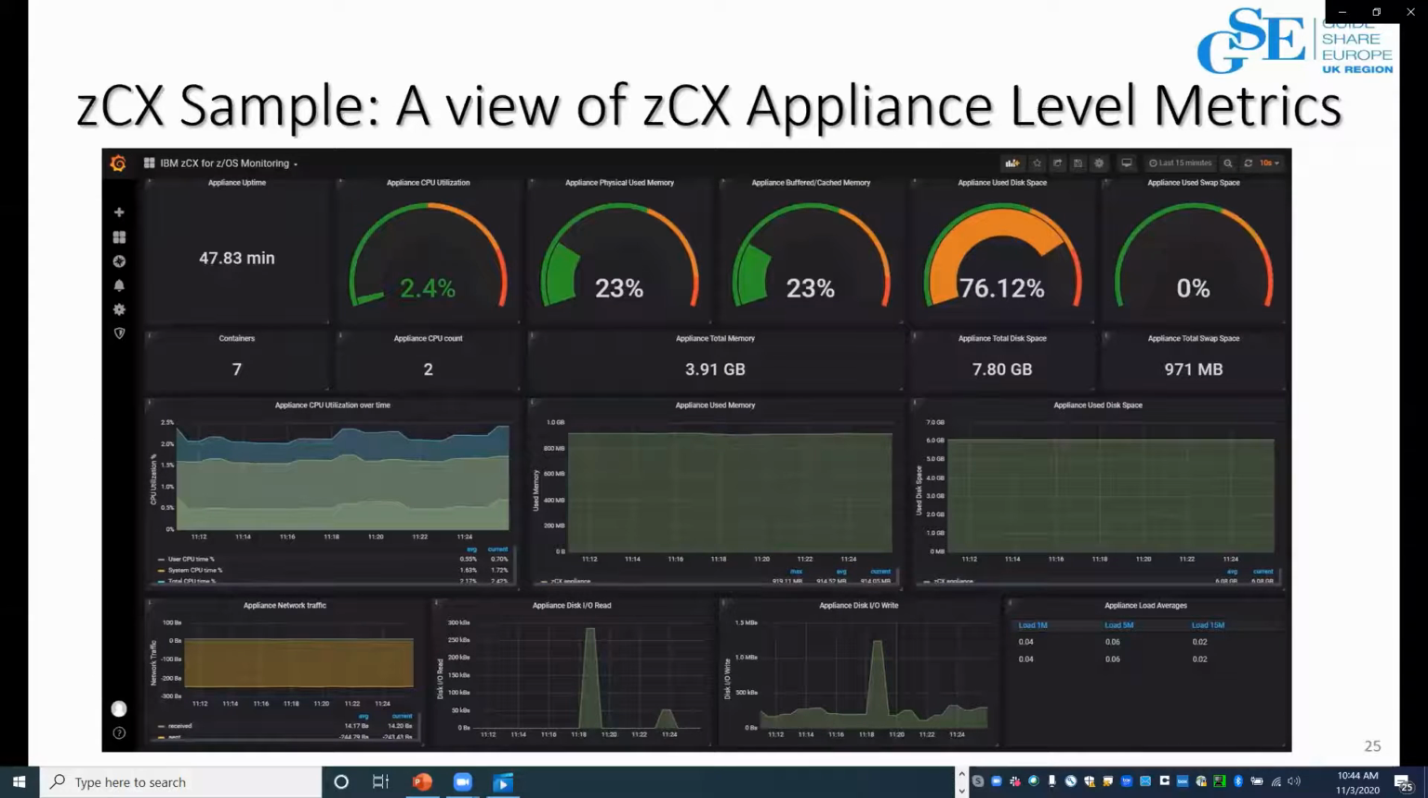There's a nice dashboard here, so you can see memory usage over time. So there's the current usage, how much was used over time, network traffic, disk I/O reads, disk I/O writes.